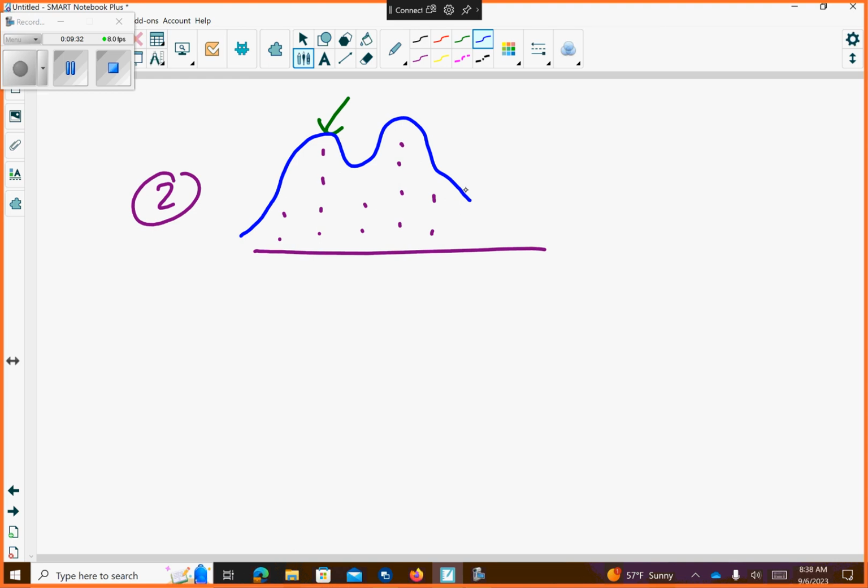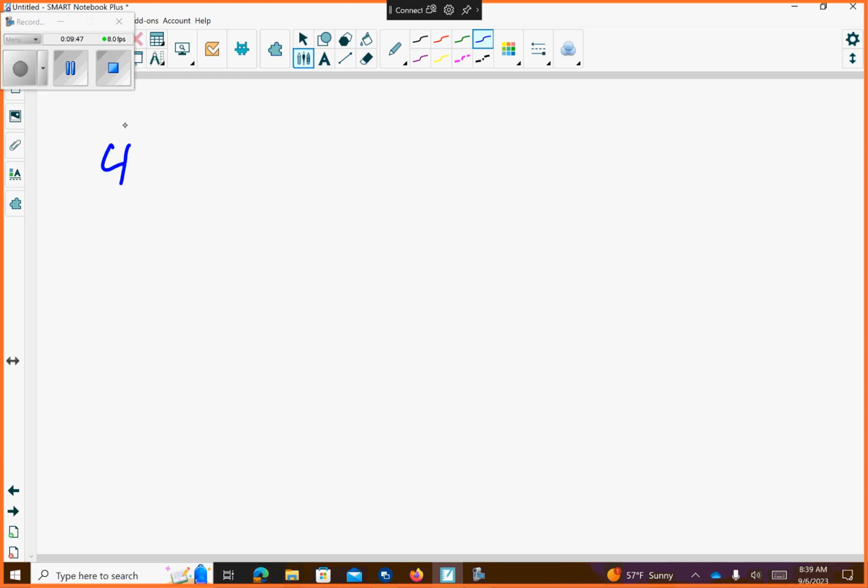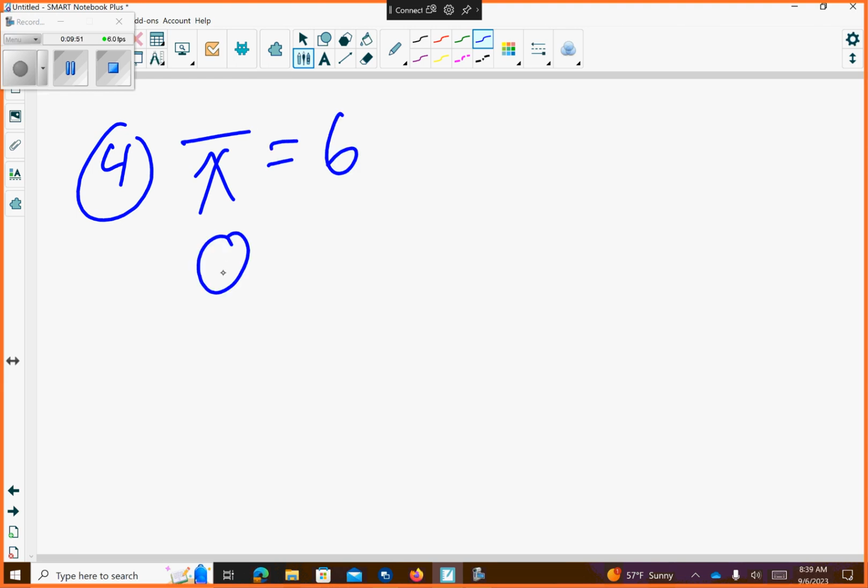And then number 4 on page 112 says, assume that the data set has a mean of 6 and a median of 4. Okay, so now we're starting to get into the meat and potatoes of this. All right, so we have a mean of 6 and a median, which is Q2, of 4.